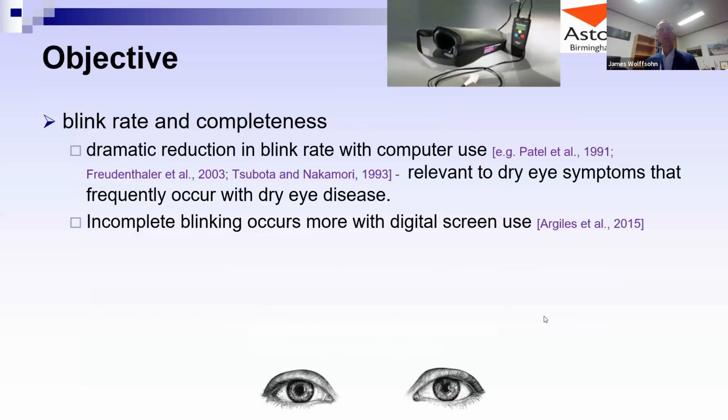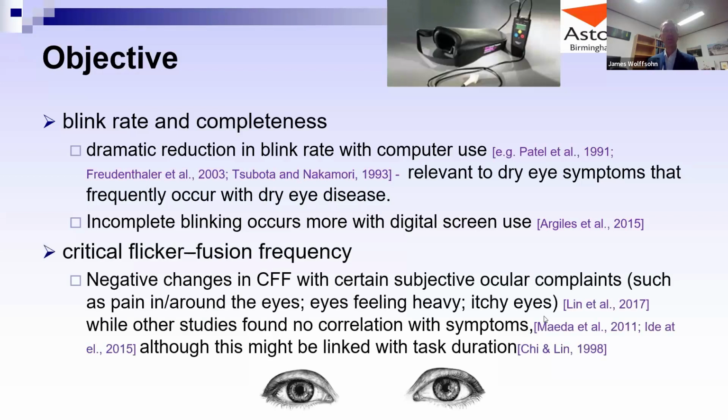Okay, so let's have a look. We've looked at the symptoms, but let's have a look at objective signs as well. So what sort of things change or have been reported to possibly be diagnostic of digital eye strain? Well, first of all, we have blink rate and completeness. We know that there's a dramatic reduction in blink rate with computer use. And this is relevant to the dry eye symptoms that frequently occur in dry eye disease. We also know that incomplete blinking occurs more with digital screen use, and that's most likely to be tied in to the symptoms that people report.